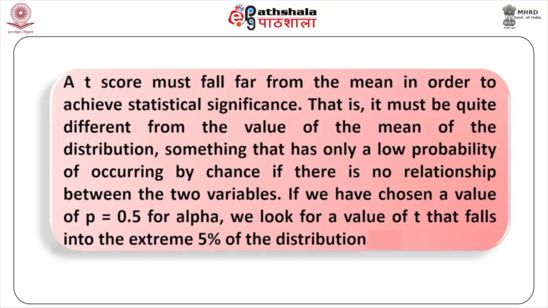A t-score must fall far from the mean in order to achieve statistical significance. That is, it must be quite different from the value of the mean of the distribution, something that has only a low probability of occurring by chance if there is no relationship between the two variables. If we have chosen a value of p equals 0.05 for alpha, we look for a value of t that falls into the extreme 5% of the distribution.